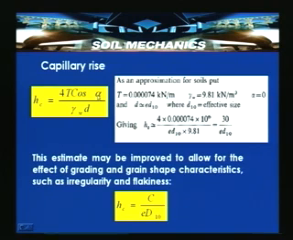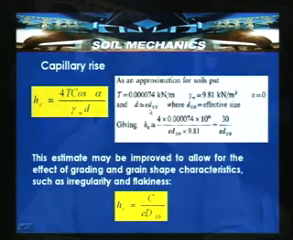For a chemically clean surface, alpha is equal to 0, and T is the surface tension. Here it is given as an approximation for soils. If you put T equal to 0.00074 kilonewton per meter, gamma W equal to 9.81 kilonewton per meter cube, alpha equal to 0, and approximate D as e D10, where D is the pore space, e is the void ratio of the given soil, and D10 is the effective particle size, then Hc is given by an approximation of something like 30 by e D10.